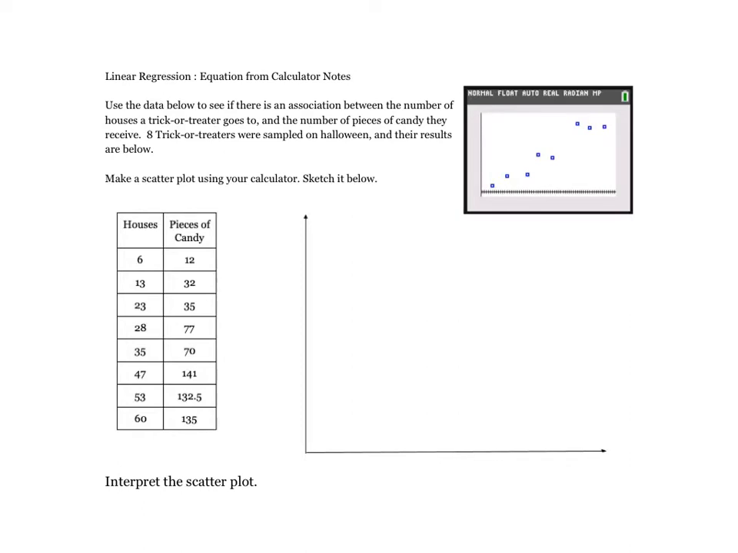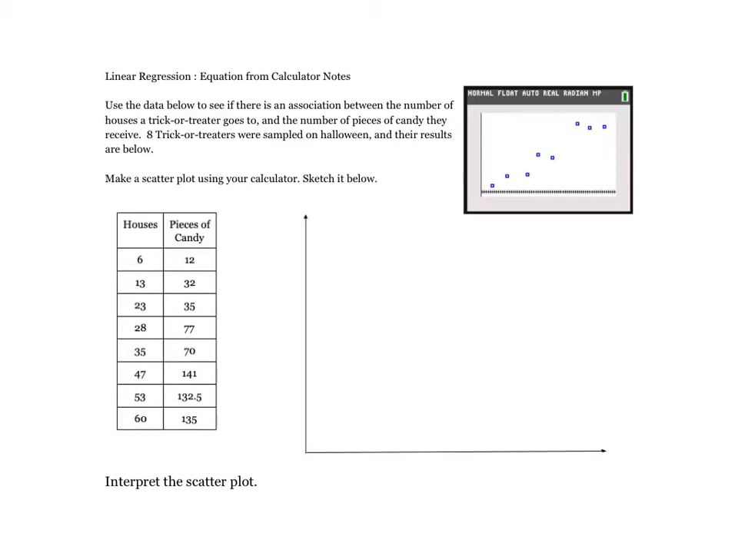So first, let's review what we've learned so far. It says use the data below to see if there's an association between the number of houses a trick-or-treater goes to and the number of pieces of candy they receive. 8 trick-or-treaters were sampled on Halloween and the results are below. So I said make a scatter plot using your calculator, sketch it below. So you can see there's houses and candy.